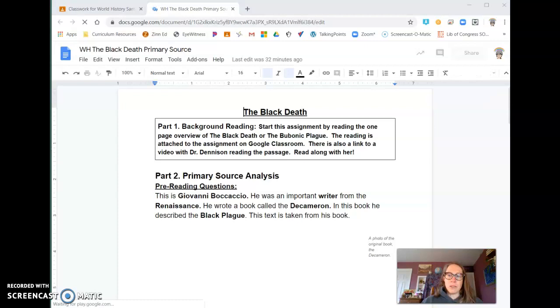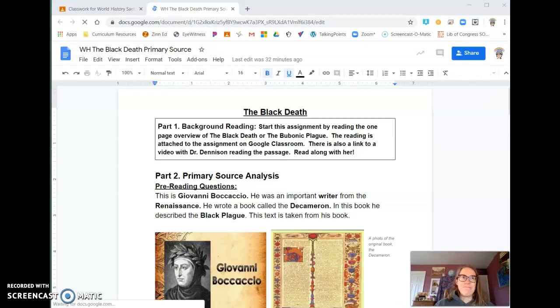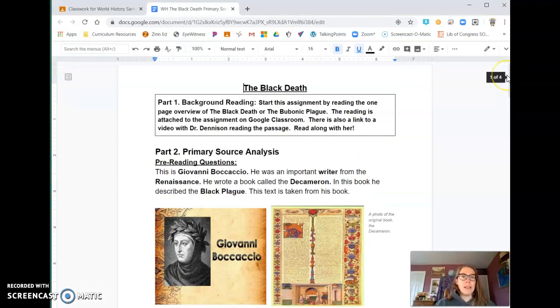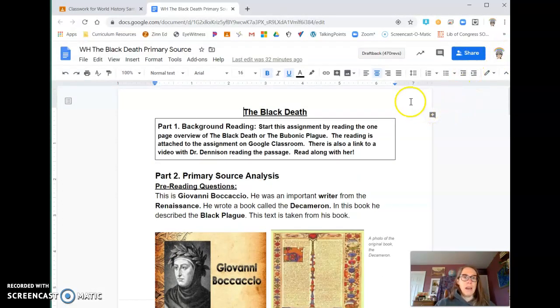So what is a primary source? A primary source is a source that was written or created during a certain time period. It's a snapshot into life during a certain time. And this life during a certain time was the Black Plague. So let's look at the primary source together.